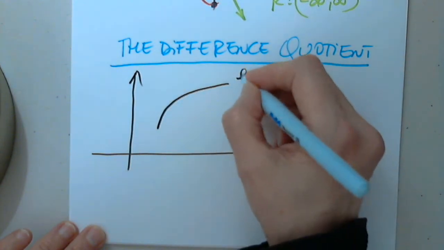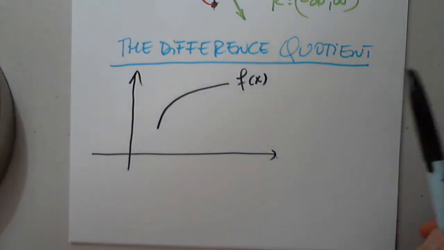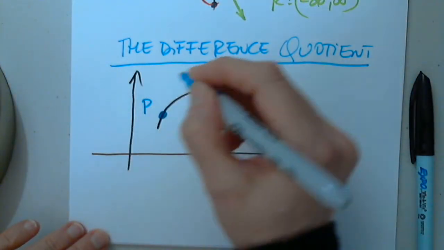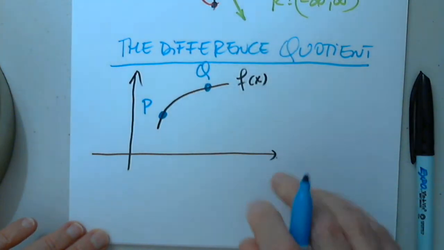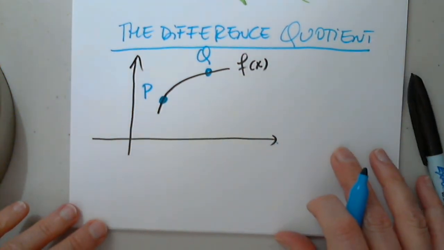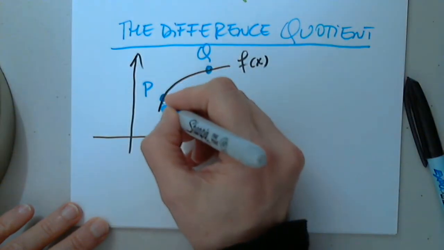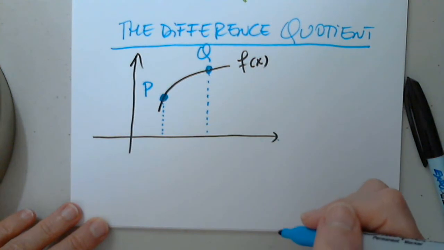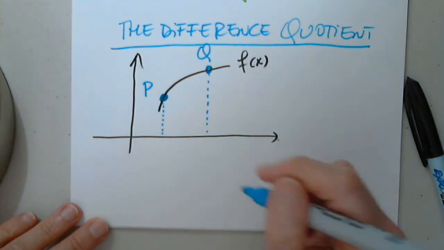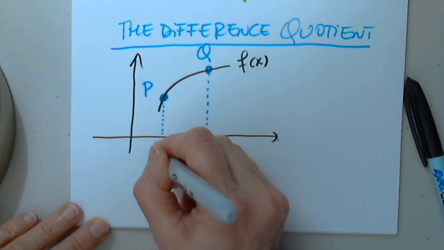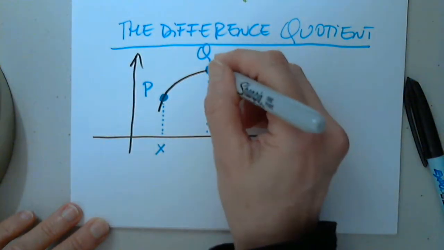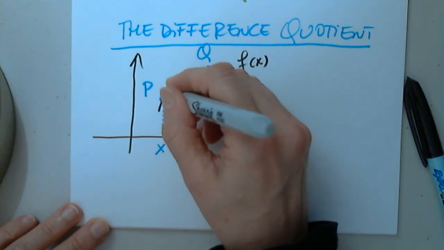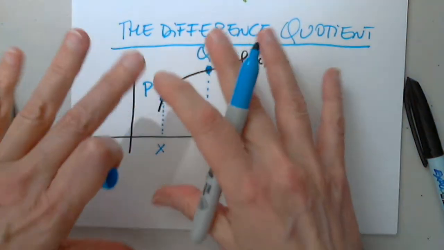Here is a function. Here is point P. Here's point Q. And they have, of course, x coordinates. And I'm going to say this x coordinate is x. And Q is very close to P. So assume that, please, that I zoomed in.